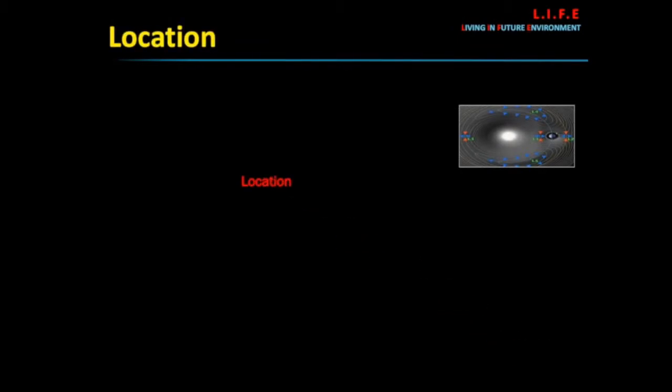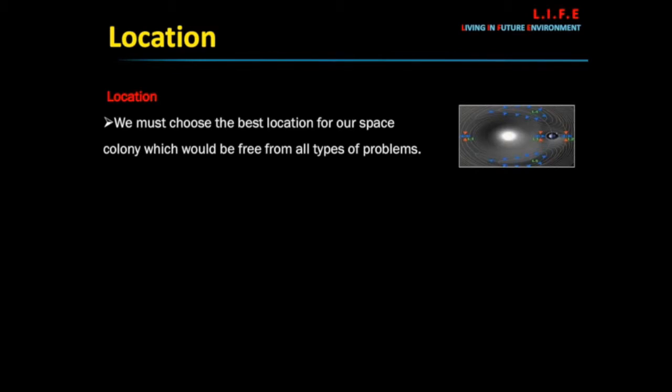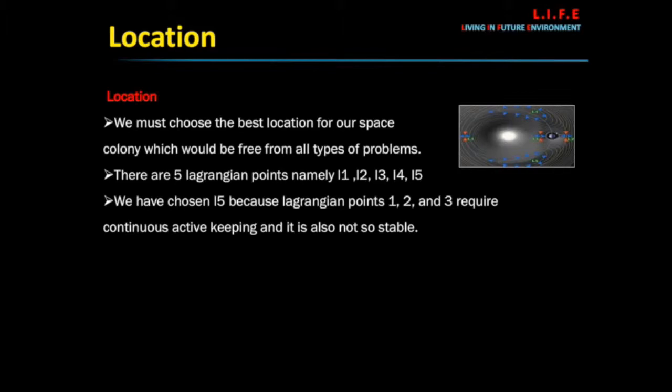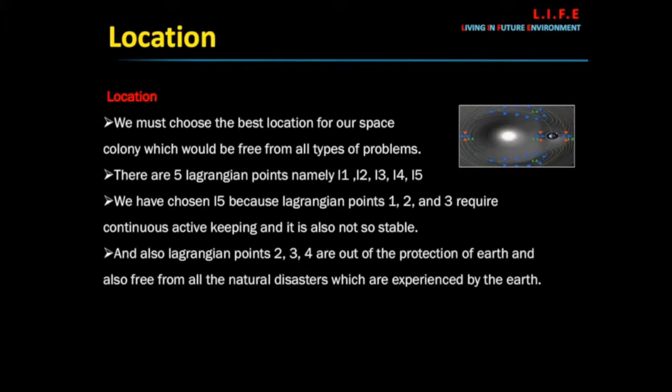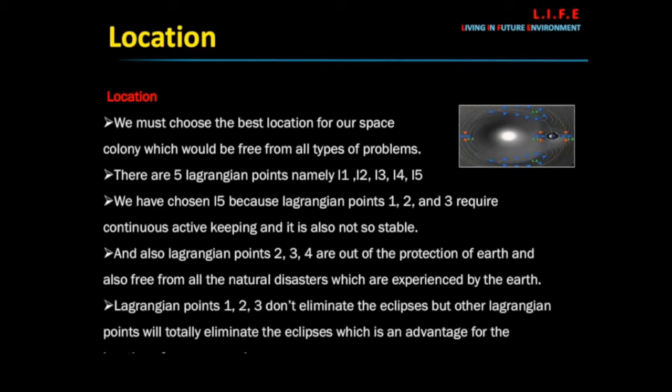Location. We must choose the best location for our space colony, which would be free from all types of problems. There are 5 Lagrangian points, namely L1, L2, L3, L4, L5. We have chosen L5 because Lagrangian points L1, L2, L3 require continuous active keeping and are not so stable. Also, Lagrangian points 4 and 5 are out of the protection of Earth and free from all the natural disasters which are experienced by the Earth. Lagrangian points 1, 2, 3 don't eliminate the eclipses, but other Lagrangian points will totally eliminate the eclipses, which is an advantage for the location of our space colony.